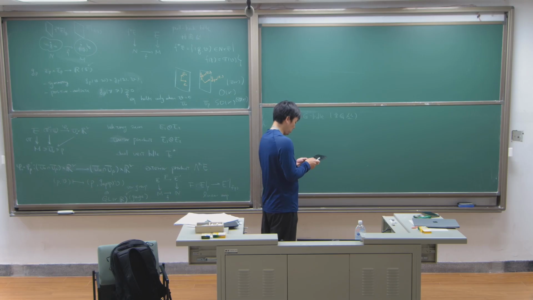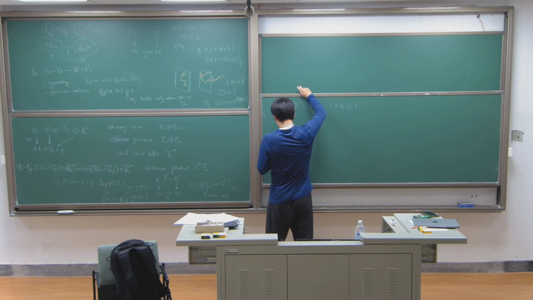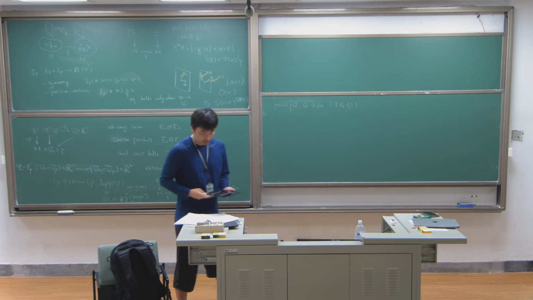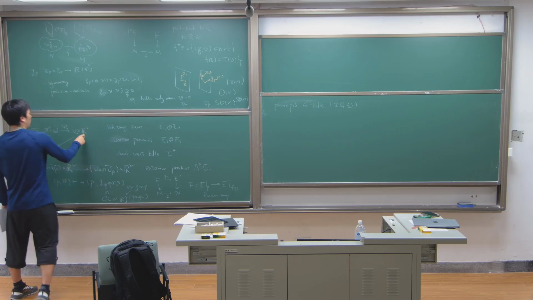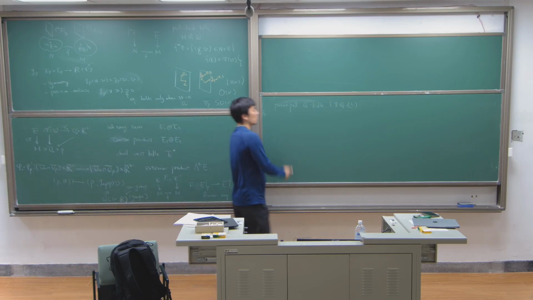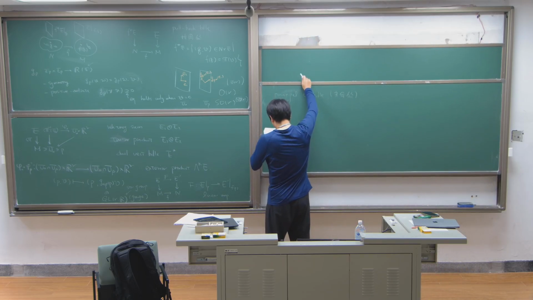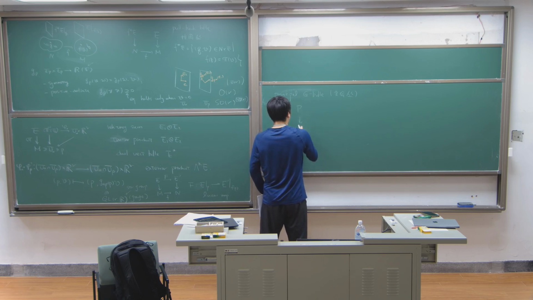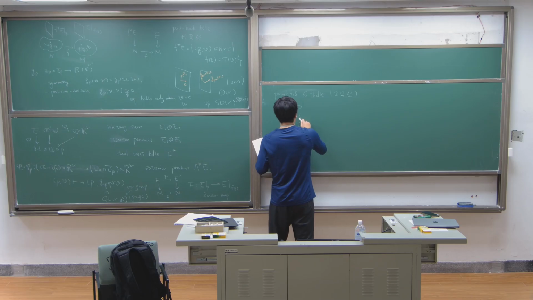For principal G bundle, you just replace the fiber. The fiber of a vector bundle is a vector space, but the fiber of a principal bundle is the Lie group G. So you have principal G bundle P over N. It's a very similar construction, such that you have a projection pi.